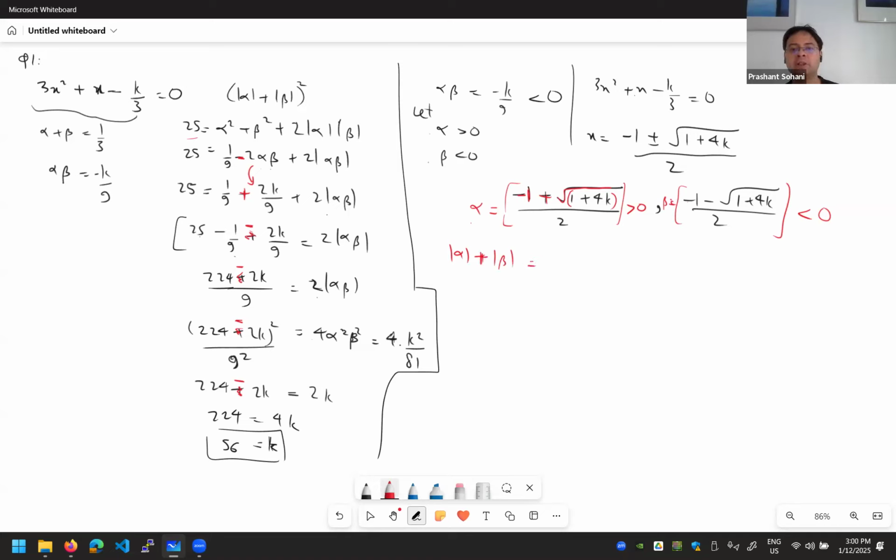The term which is positive will remain unchanged, and the term which is negative will become minus beta. So the absolute value of beta is just minus beta. Now if I subtract these two terms, the minus 1 will cancel, and what I will get is simply root of 1 plus 4k, and this is given to be 5. So I get the equation 5 is equal to root of 1 plus 4k, and from that you can easily get the answer. So 25 is equal to 1 plus 4k.